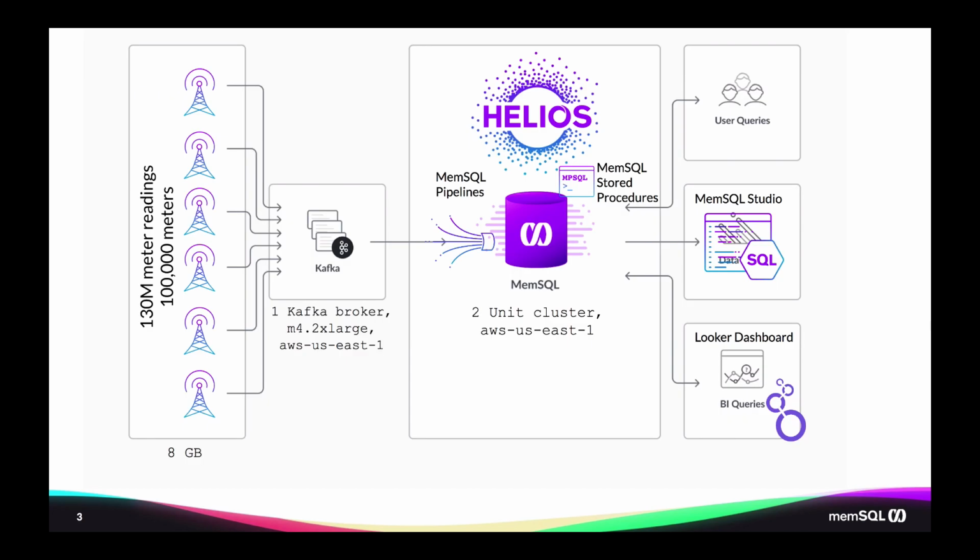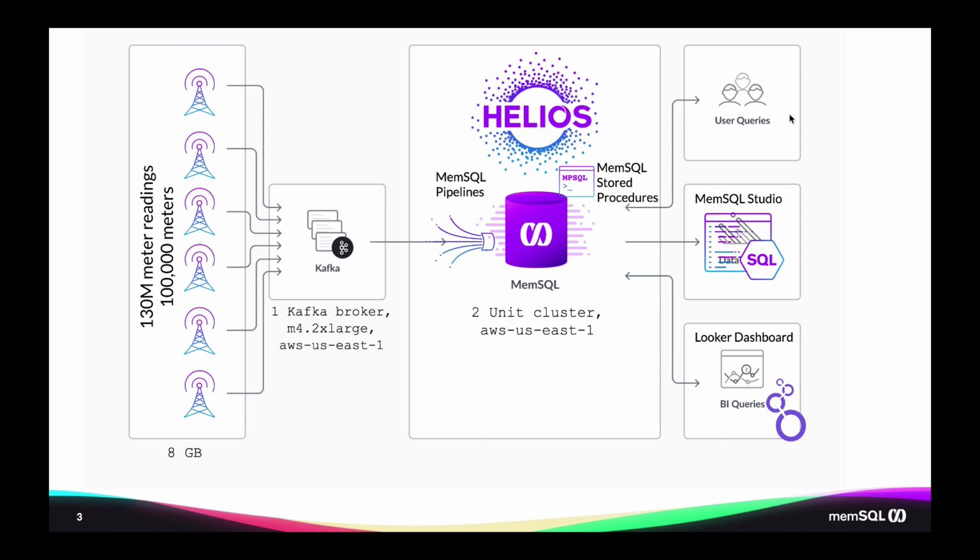So this is what our architecture will look like, once we have it all set up. Here we have essentially 130 million meter readings that we're going to be feeding into a Kafka broker. This is our own in-house Kafka broker that's sitting on a fairly modest box in AWS. And then we're going to be spinning up a Helios cluster and ingesting data using pipelines. So you'll see basically the creation of the tables and creation of pipelines in the demo today.